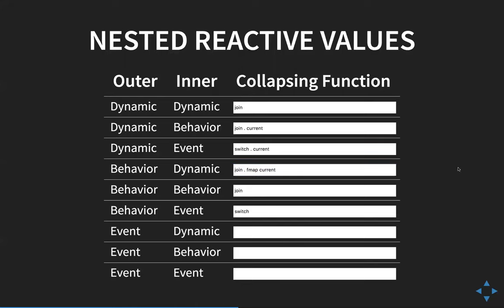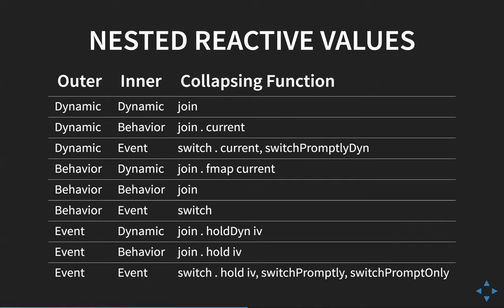I think I've emphasized the point here. I have another slide with all of them built in. There are a few notes here. When you have an event on the outside, you need to hold in order to get a dynamic or a behavior that you can then work with whatever's on the inside. The essential primitive collapsing operations are join and switch, if that was not clear. So you can combine join and a hold or switch and a hold to collapse these situations when you have an event on the outside.